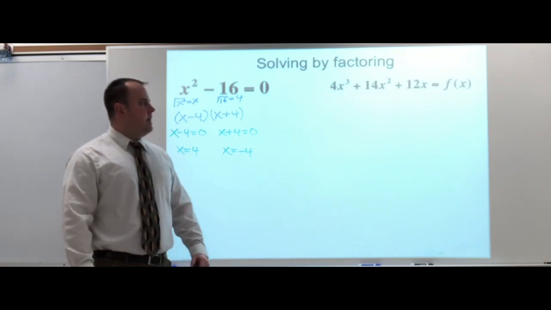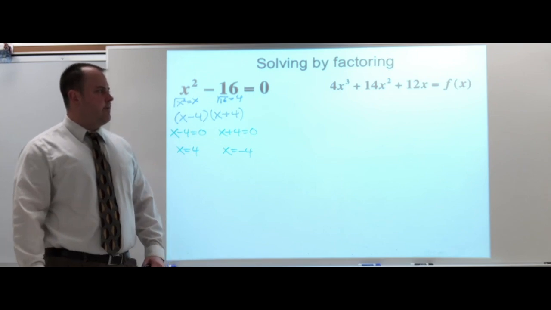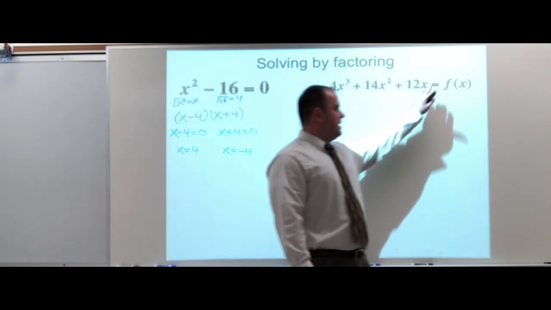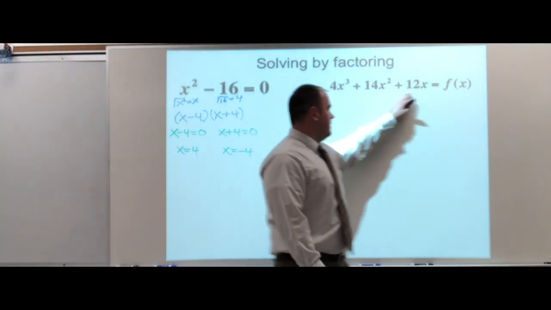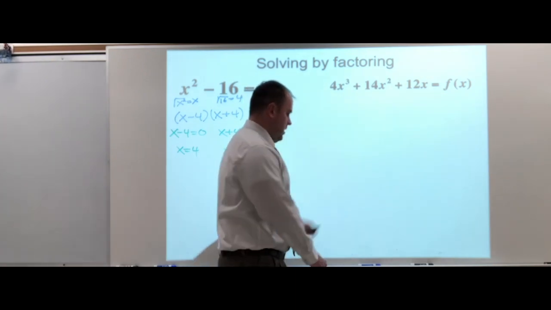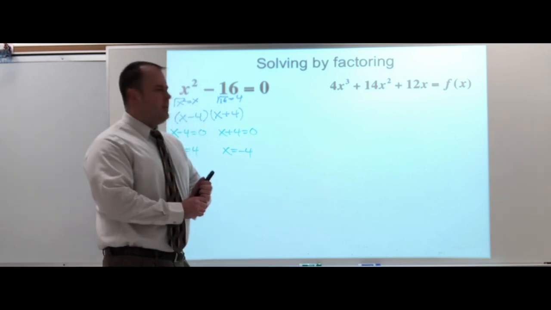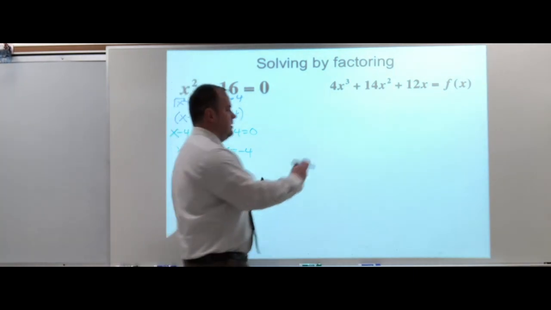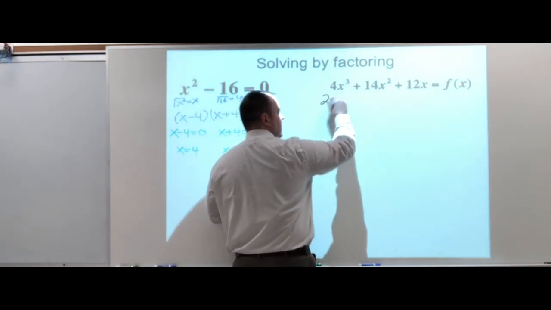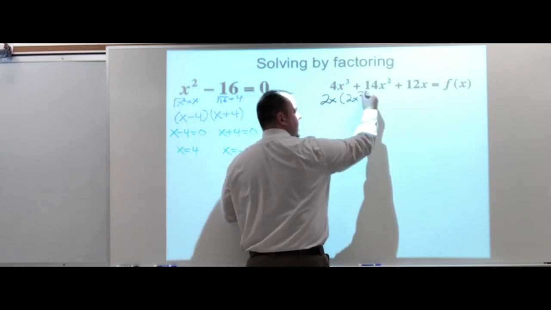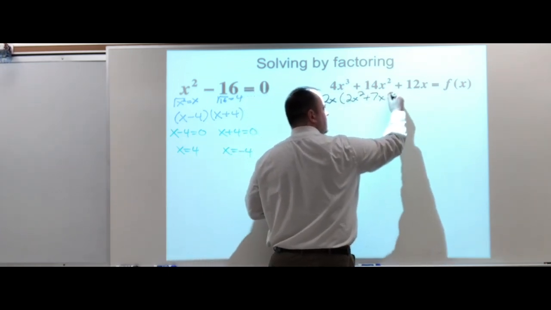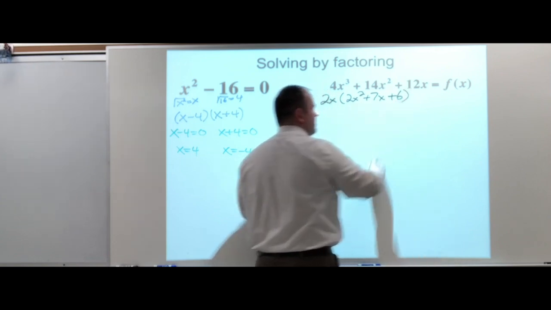4x cubed plus 14x squared plus 12x equals f of x. So again, just ignore the f of x for a little bit. It's in standard form. I'm going to look for greatest common factor, and I'm going to take out a 2x. 2x squared plus 7x plus 6.